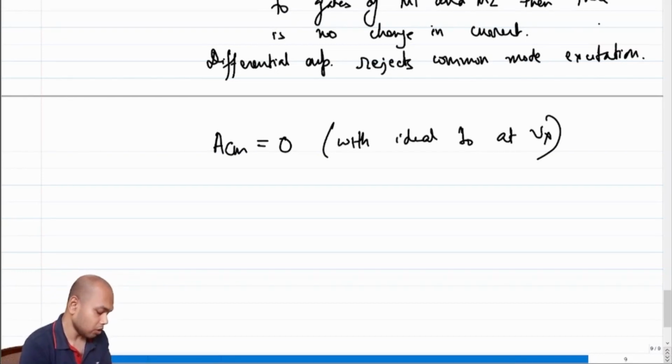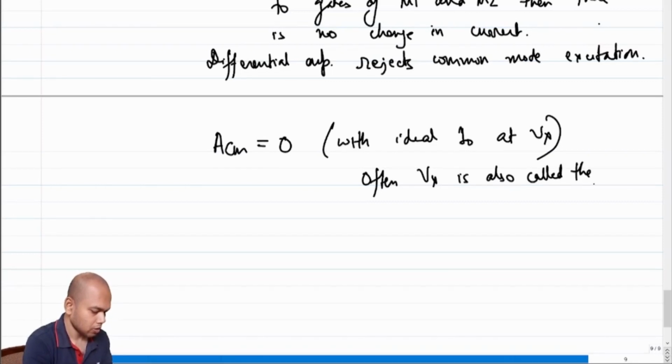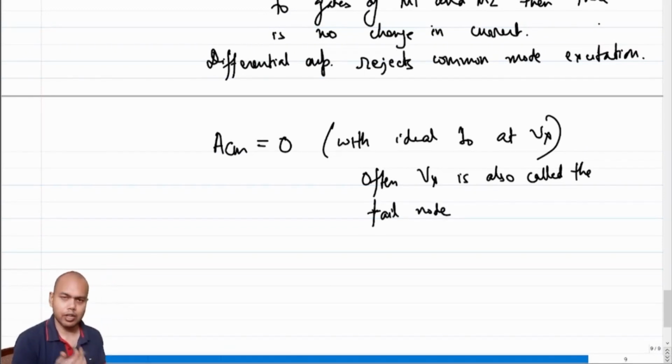Often Vx is also called the tail transistor, or the tail node in this case. Sometimes you will hear me talking about a tail transistor or tail node, which essentially means anything that is connected to that node Vx. Okay, so at ACM it is 0.